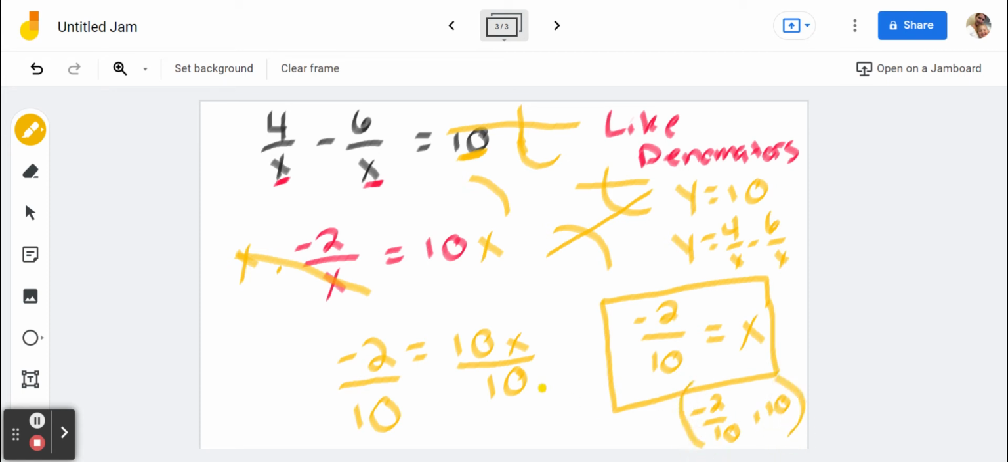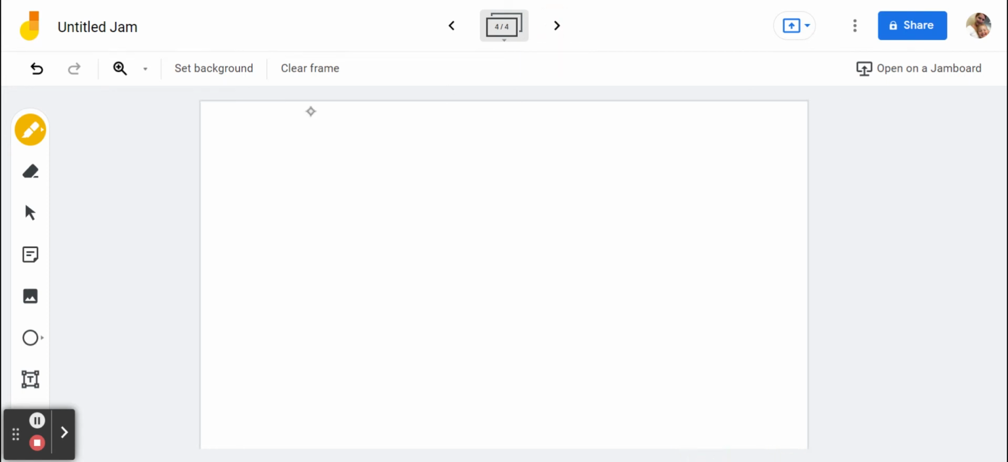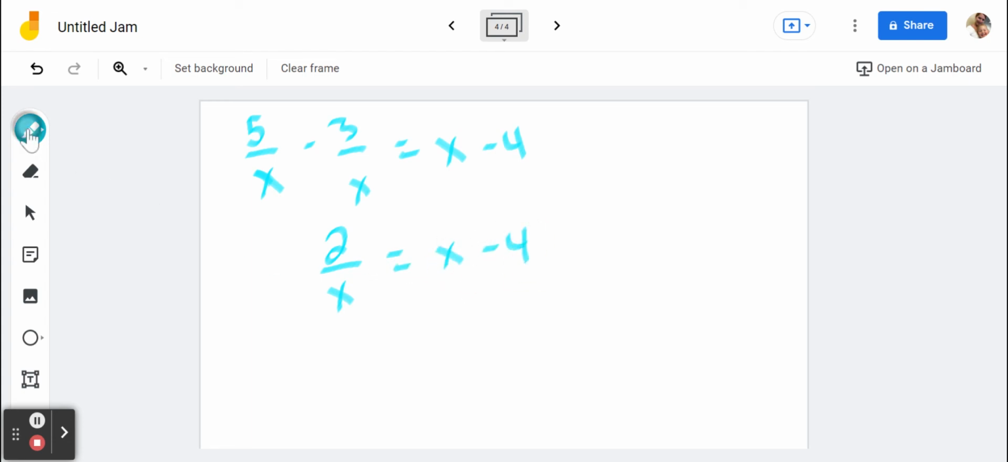Now let's look at a problem where I will have more than one solution, okay? So let's take this: 5 over x minus 3 over x equals x minus 4. All right, once again, what I want to do is simplify this side first, right? Because these are fractions. They have like denominators. So I'm going to do 5 minus 3, and I have 2 over x now equals x minus 4. Now, in order to get rid of this x here, I'm going to multiply this side by x, right? But I'm also going to multiply this side by x.